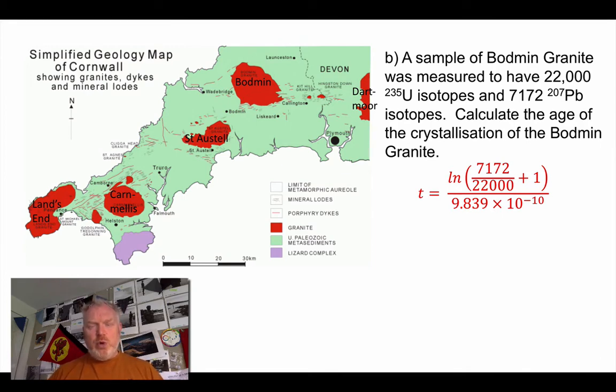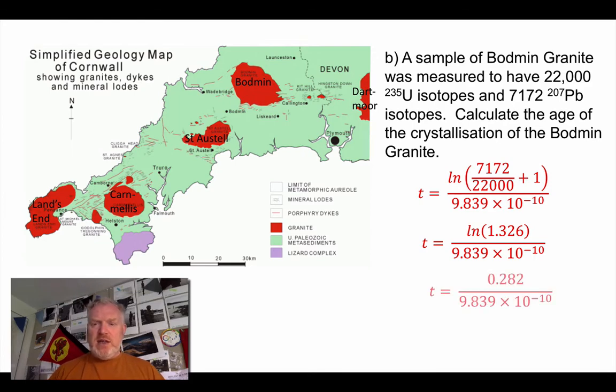Key to this, I think, is to work it out in sequence. So we do our brackets first, then we do the natural log. So we then have a simple division to do at the end. Don't try and do this all in one go on a calculator. Okay, break it down. You'll pick up marks for doing it, and it avoids errors with typing things in. This is what I've done with this. So we get a natural log of 1.326. That gives me that sum, and gives me an answer then of 287 million years.